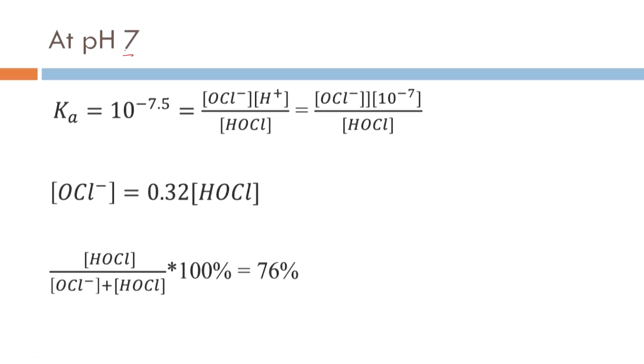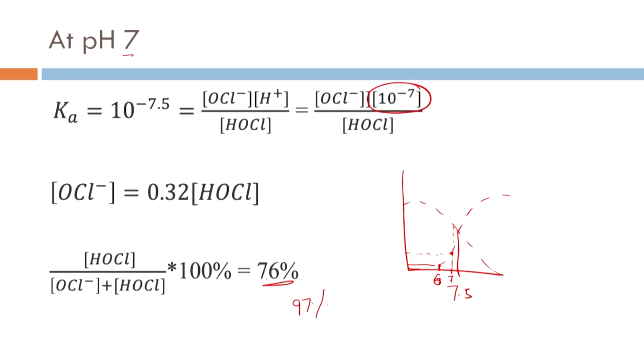At pH 7, instead of 10 power minus 6 I just have 10 power minus 7. So, here now obviously, pKa is 7.5, and as I move towards pH 7, the fraction of OCl minus increases. As you see, earlier the concentration was pretty low, but as I move from pH 6 to pH 7, the concentration is now higher, and that is what we see out here. Earlier the HOCl fraction was 97% of total acid, and now it has fallen to 76%.